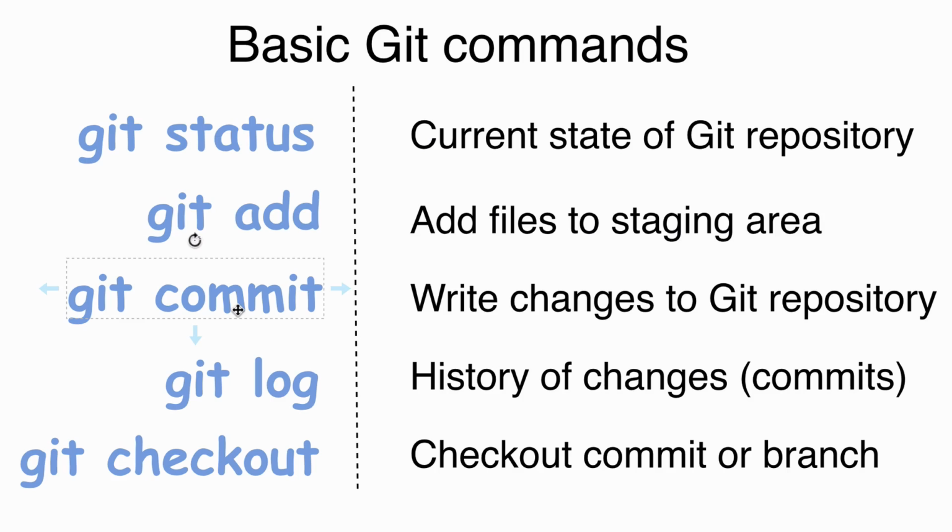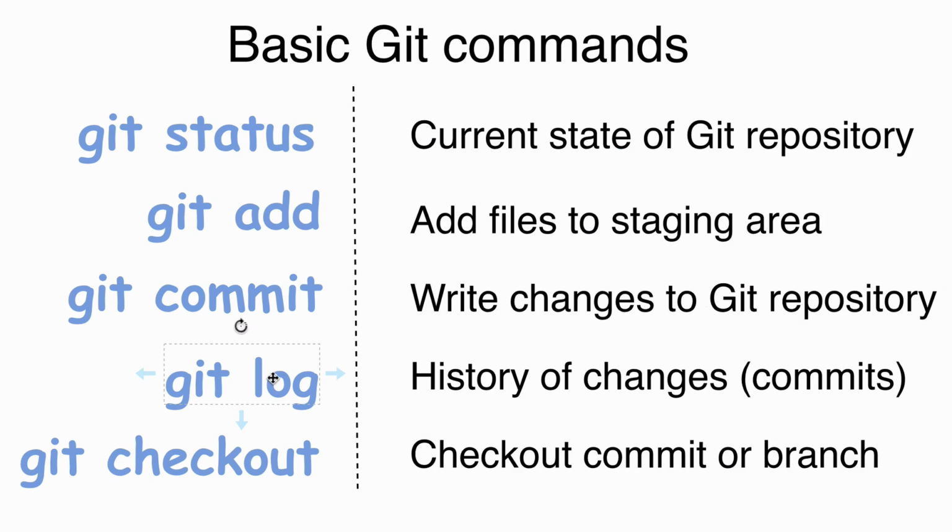Next, git commit. This command writes changes to the Git repository, and we have already used this command. This command creates a new commit object in the Git repository, and it also creates new blob entries if needed. For example, if you create a new file in the working directory, then place it into the staging area using the git add command, and after that commit changes, then Git will create a new blob in the Git repository. And you'll see that in the next lectures.